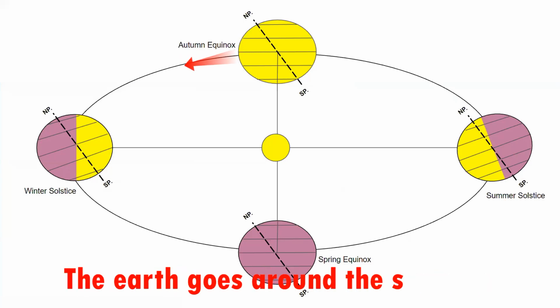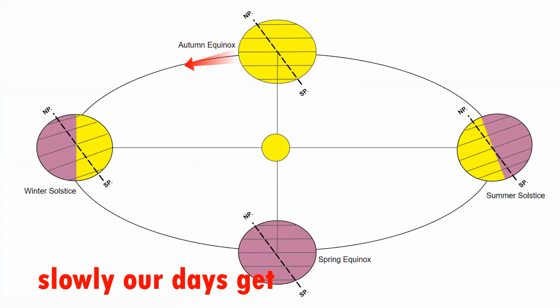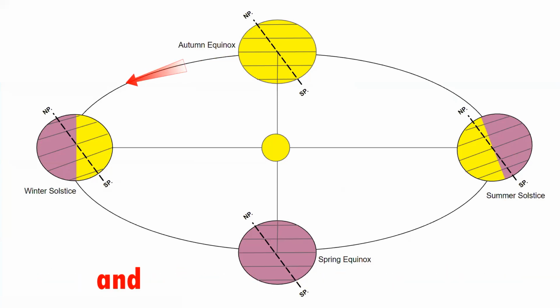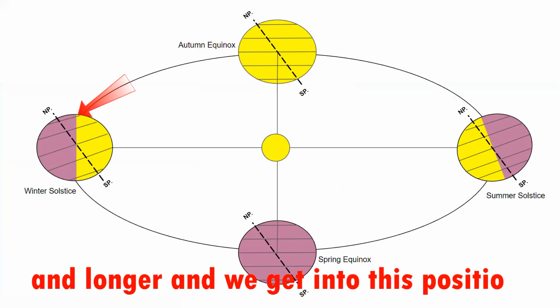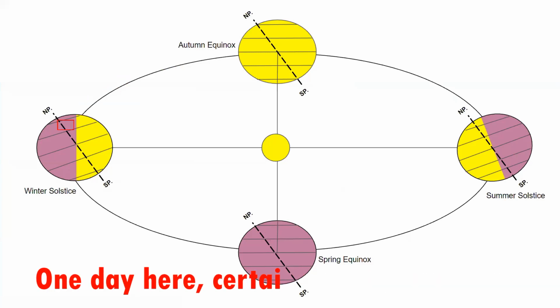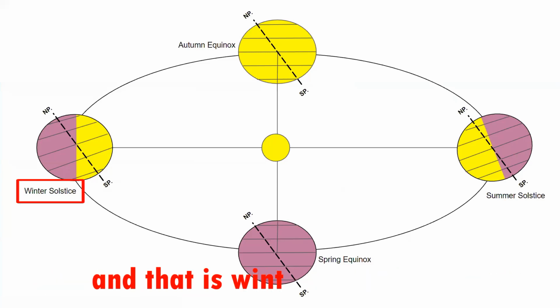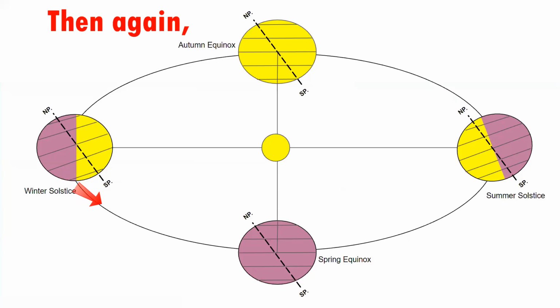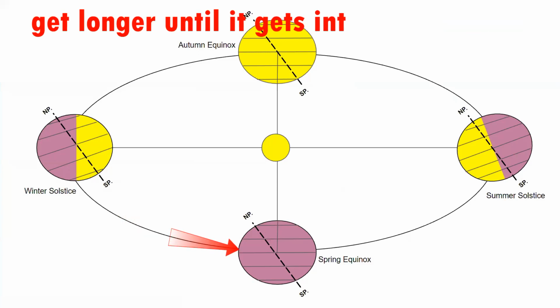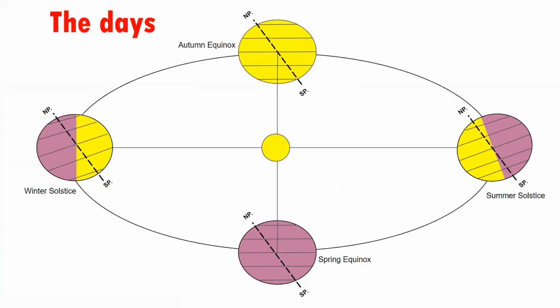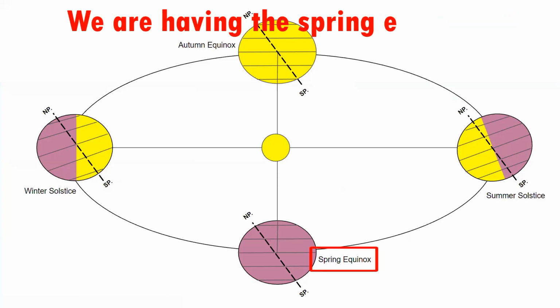The earth goes around the sun and slowly our days get shorter and shorter and nights are getting longer and longer, and we get into this position. One day here, certain parts of the earth always receive nighttime, and that is winter solstice. Then again, the earth goes around the sun and the days get longer and nights get shorter until it gets into this position. The days and nights are just equal. We are having spring equinox.